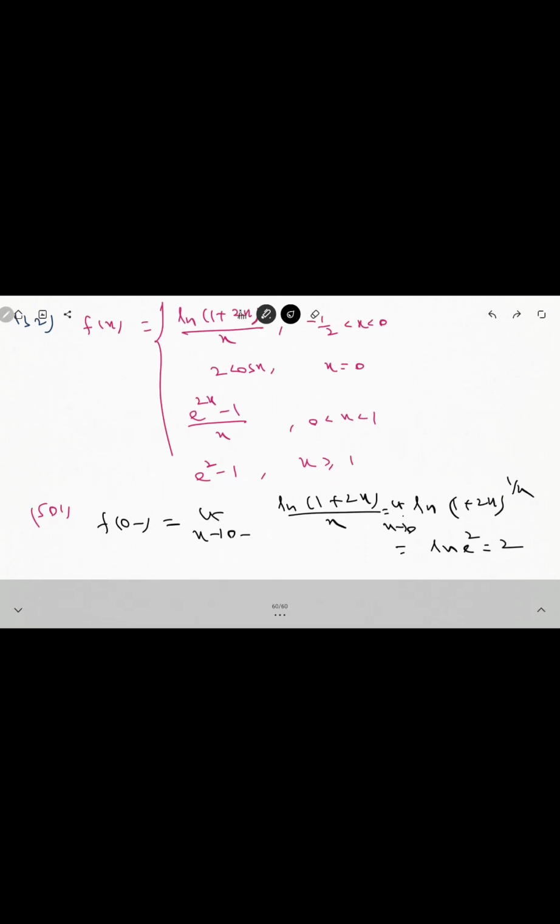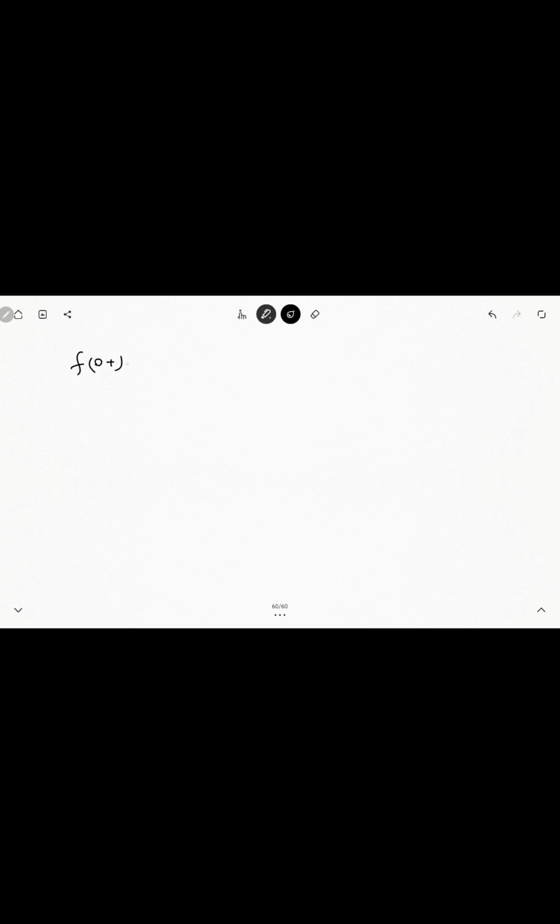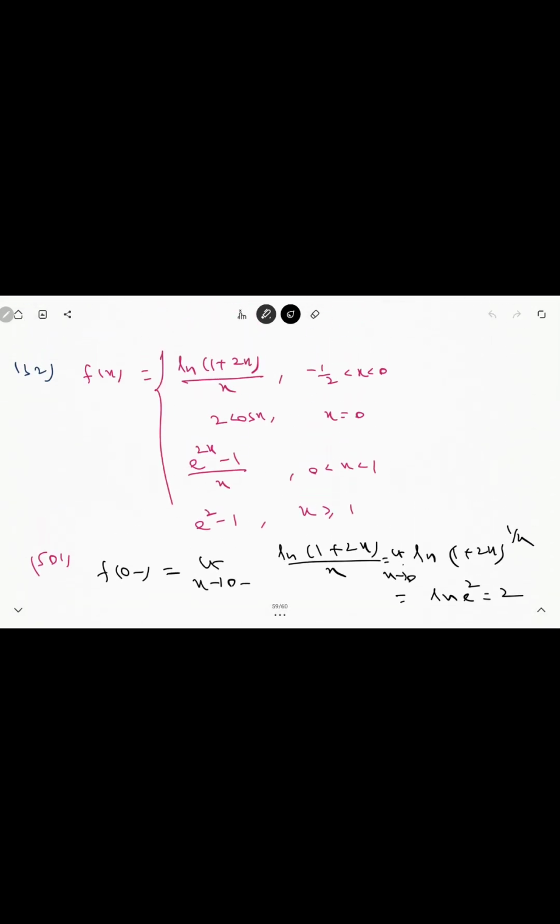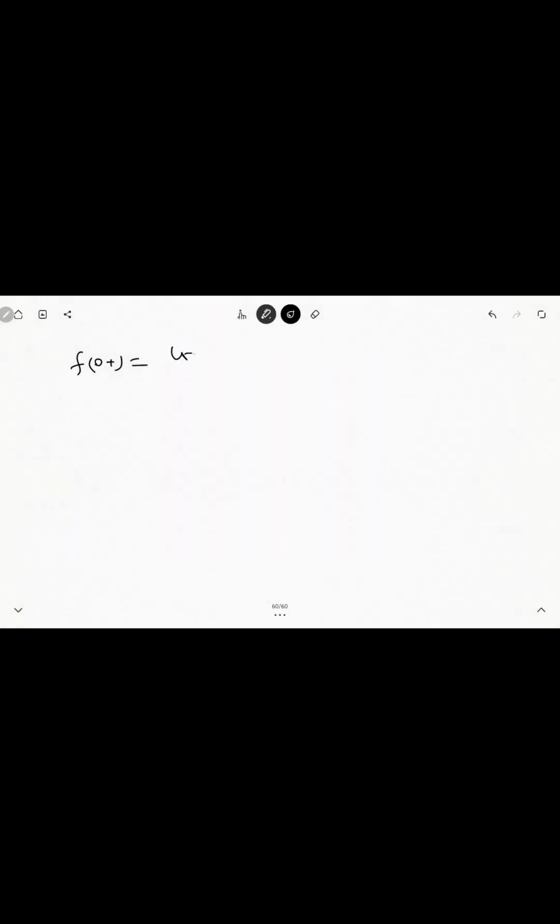Next one, f(0+). Hope that you got it, because it is easy only, comparing with previous problems. f(0+) means what? f(0) is also 2, because at x = 0 it is. f(0+), tell me, it is also a standard limit. f(0+) is the limit x tends to 0+ of (e^(2x) − 1)/x. So it is also 2 only, otherwise multiply and divide by 2 like this. So this part is 1 by standard limits. So 2 is equal to f(0).